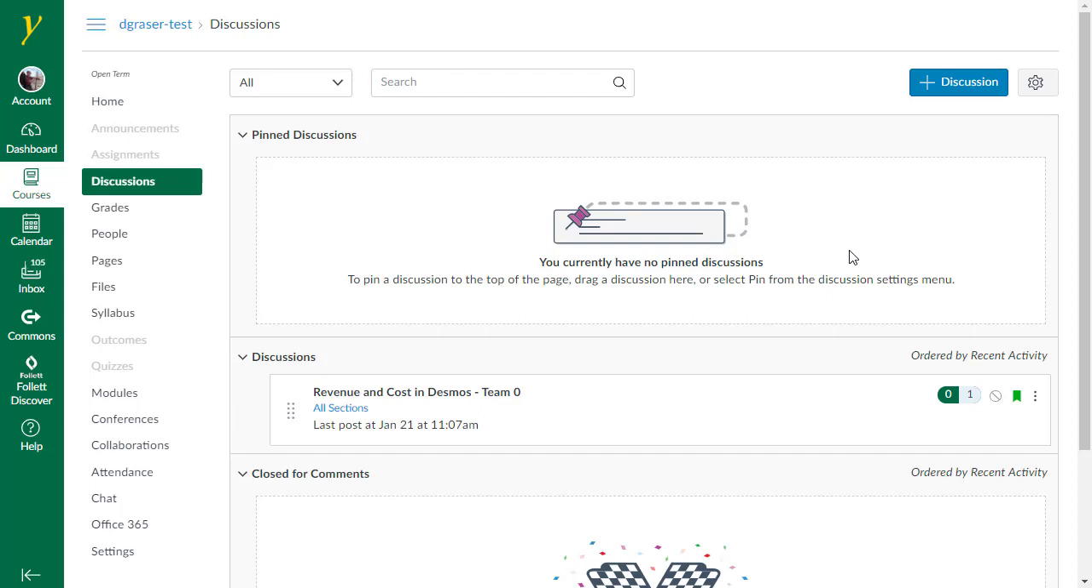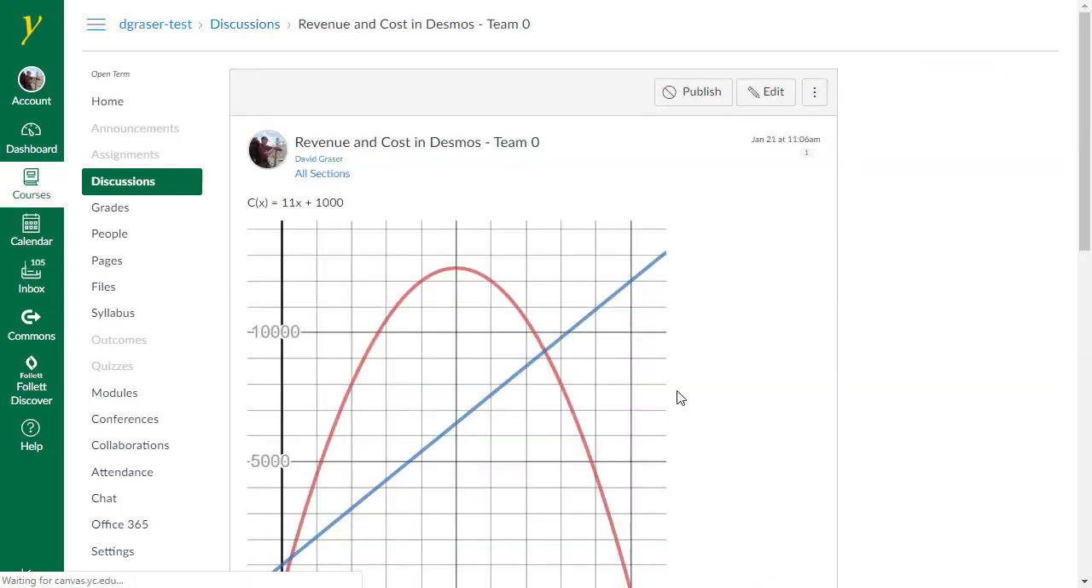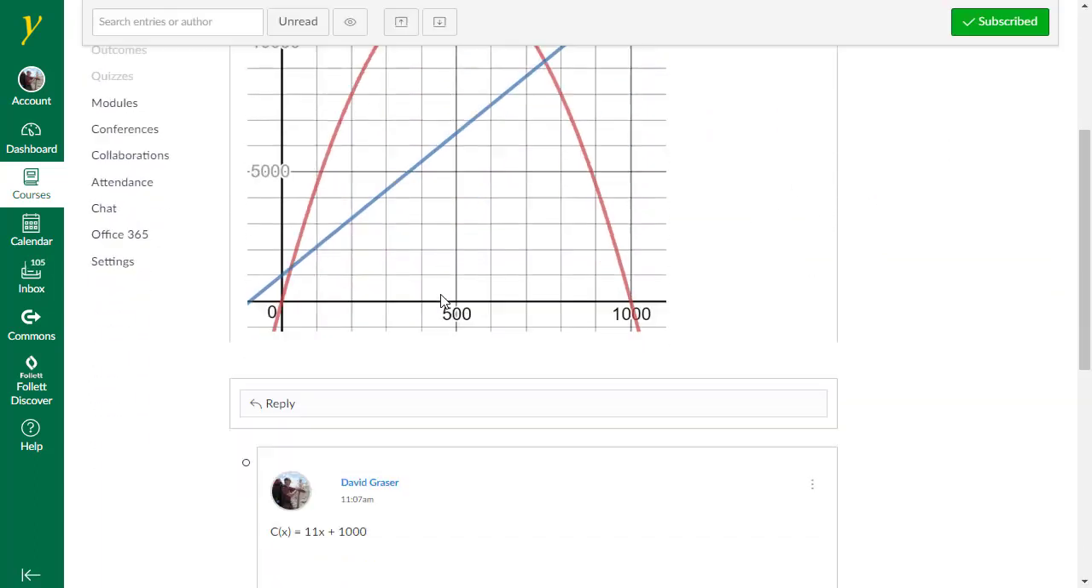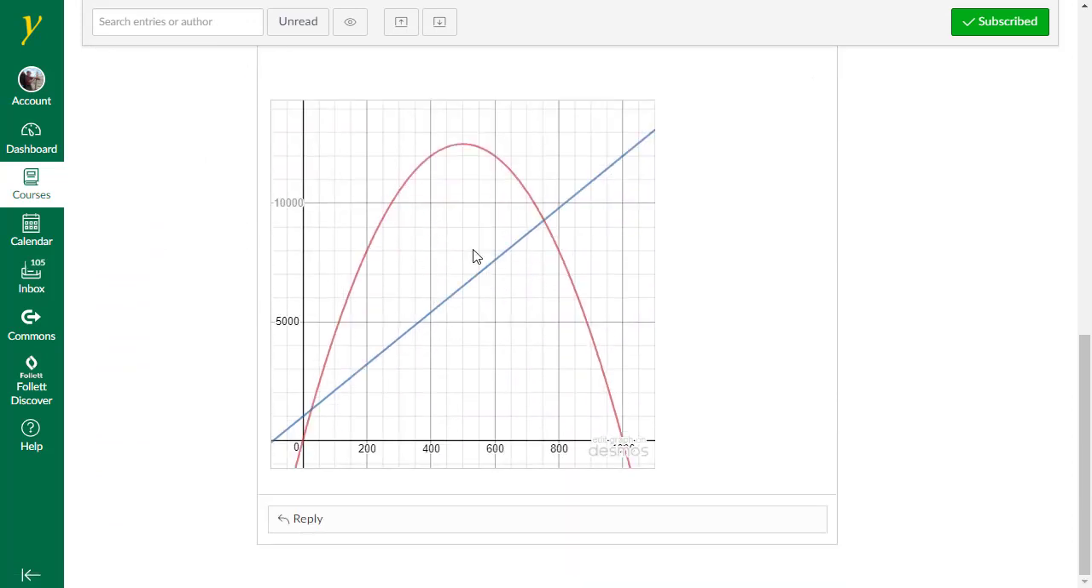Now that we have the work for finding the break-even points, we need to put that work as a reply to the post that we took the formulas from in the first place. What you see here is a discussion board, and we're going to reply to a post inside of this discussion board. So let me click on the thread. We're going to reply to this post right here.